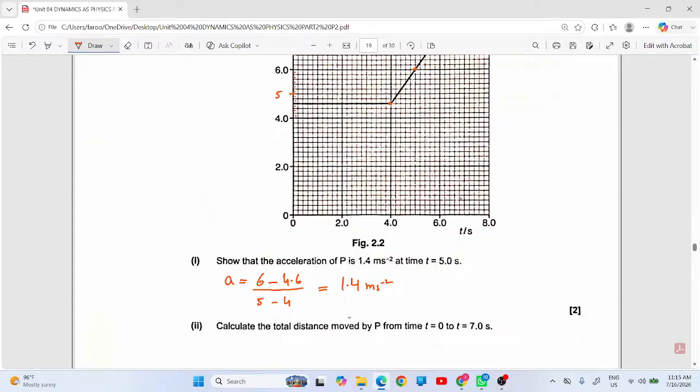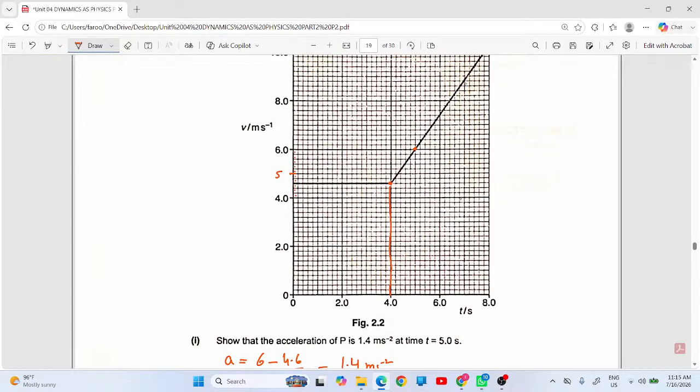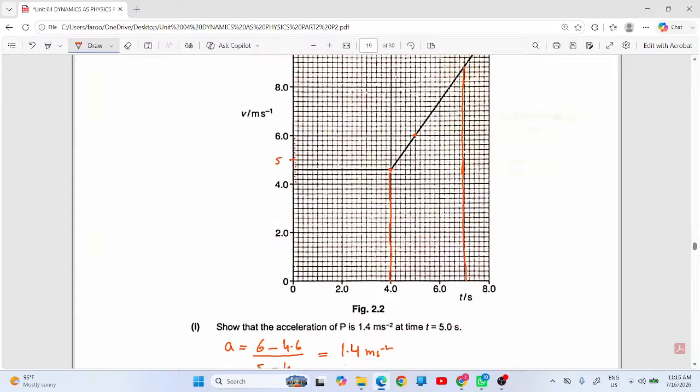Next, calculate the total distance moved by P from time 0 to 7 seconds. So you have to take the area under the graph. From 0 to 4 it is a rectangle, and from 4 to 7 it is a trapezium. Now we have two shapes.